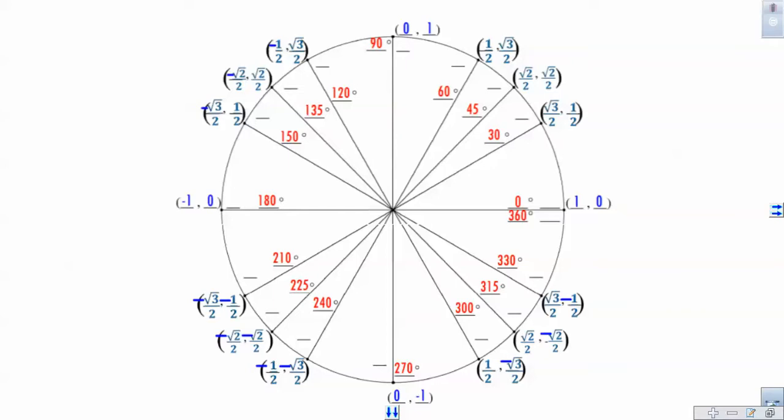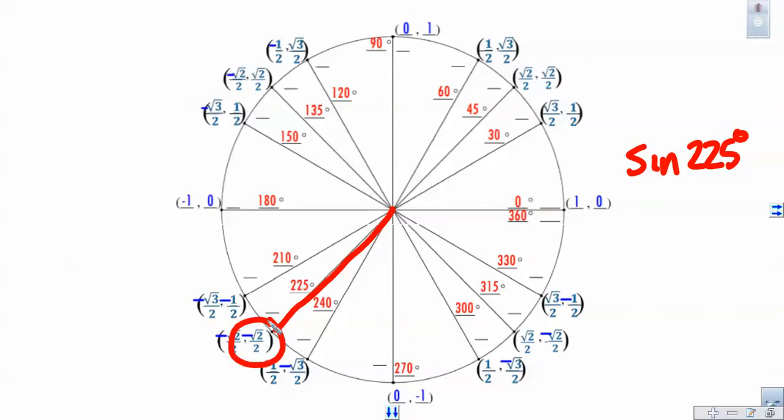For example, if I asked you guys what the sine of 225 degrees is, we can use this unit circle here, point ourselves towards 225, and reminder, x was always cosine and y was always sine, so we now know that the sine of 225 degrees is negative square root 2 over 2. That's how we use this thing.